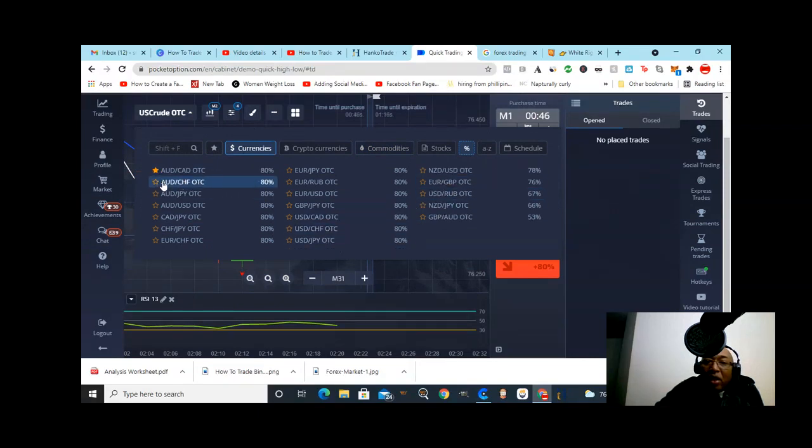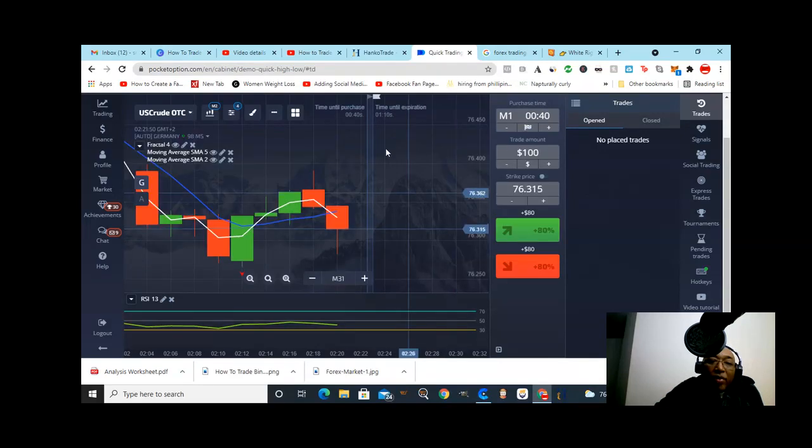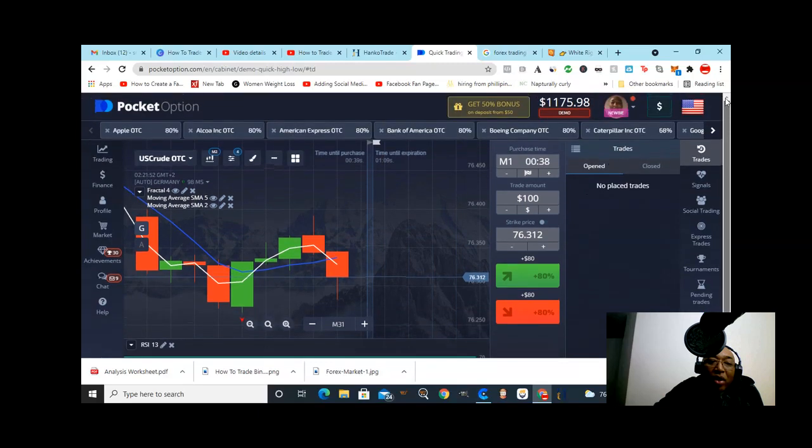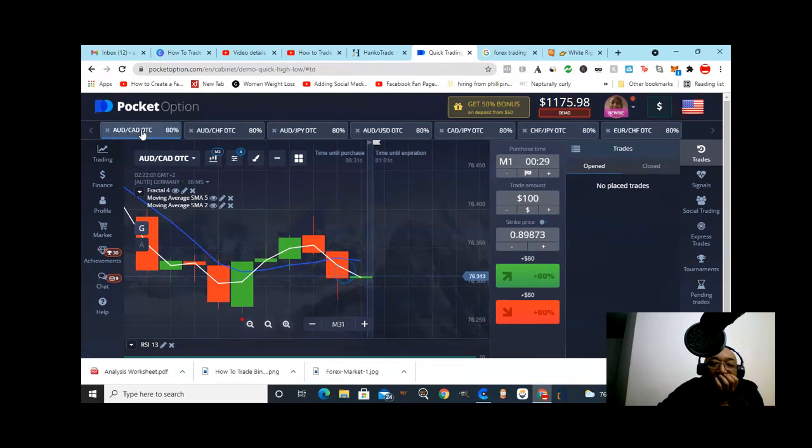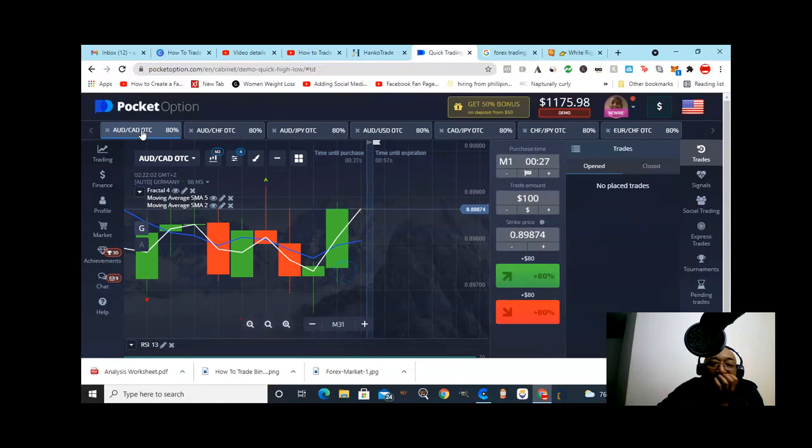All right, so let's see. So they'll all be up here, guys, and we are going to close the stocks. Let's close the stocks, the OTC stocks, and let's look at the currency pairs. Okay, that's AUD CAD. AUD CAD is not on the midline, so I don't want to take that.